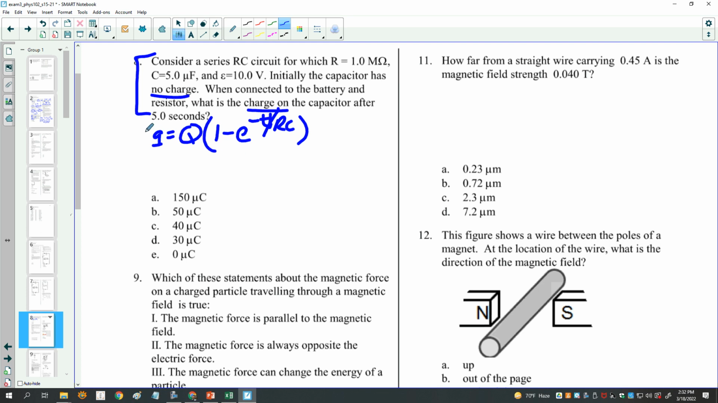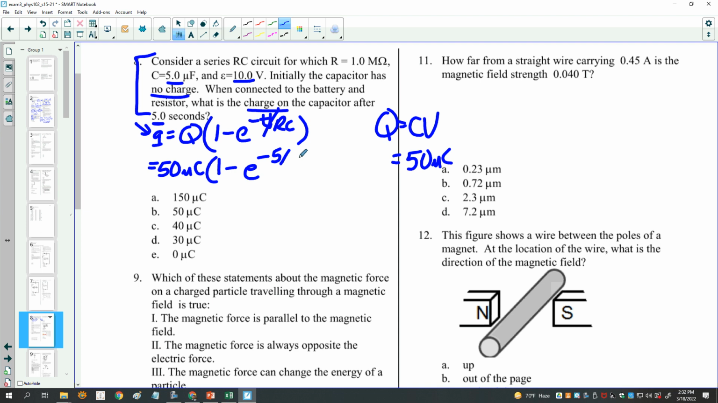So here, Q is the Q that I want to know. That's the Q at 5 seconds. Big Q is the total charge, the maximum charge, which is going to be C times V. That's 5 times 10 or 50 microcoulombs. So this would be 50 microcoulombs times 1 minus e to the minus t, which is 5 seconds, divided by RC. RC is equal to 1 megaohm times 5 microfarads. Remember the micro and the mega cancel, and that gives me a time constant of 5 seconds.